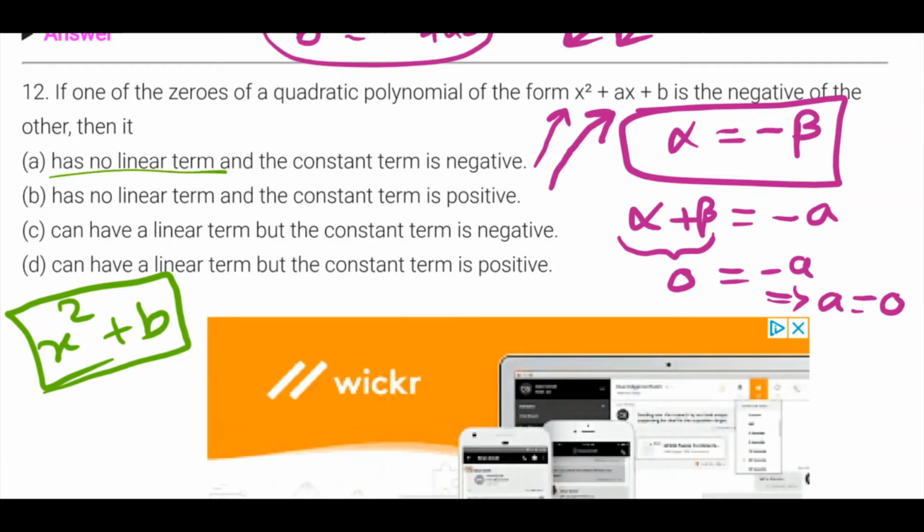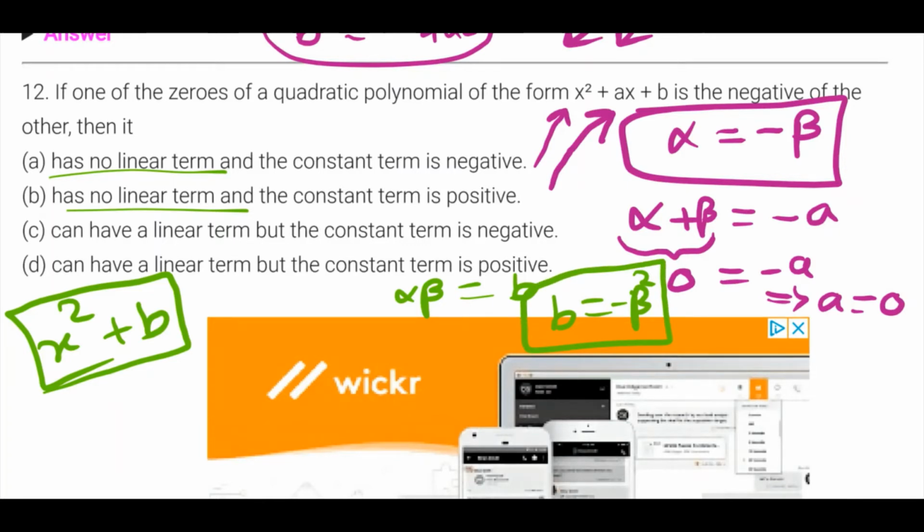It has no linear term. Now check for the constant. The product of the roots, alpha into beta, is equal to b. So alpha equals minus beta, so b will be equal to minus beta square, which is a negative value. So the polynomial does not contain a linear term and the constant term is negative. Option 1 is the correct answer.